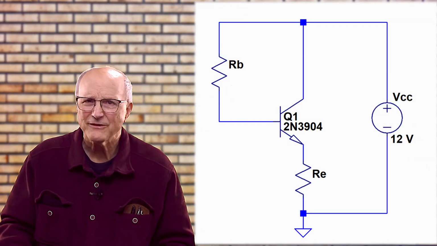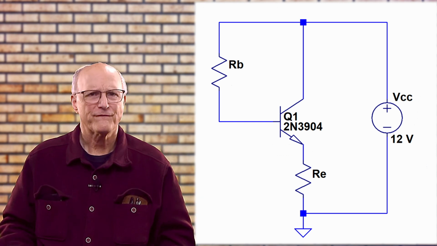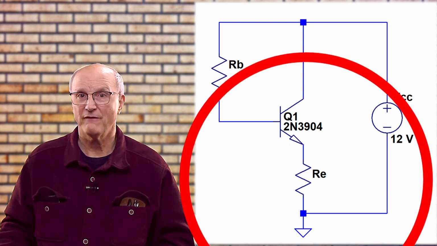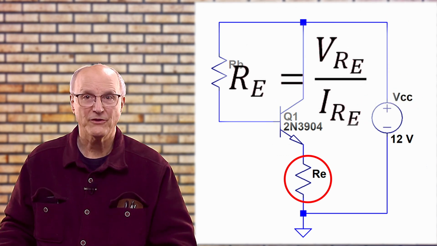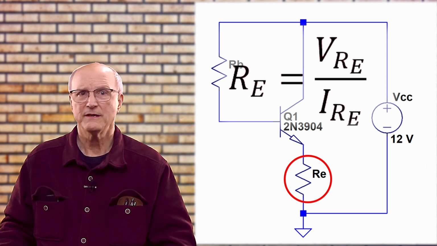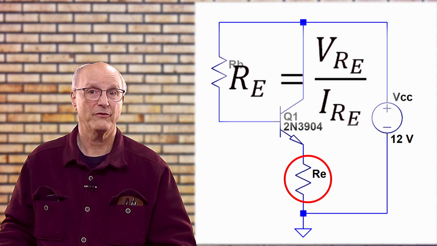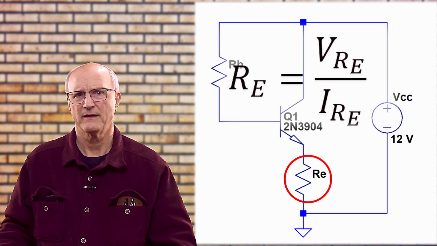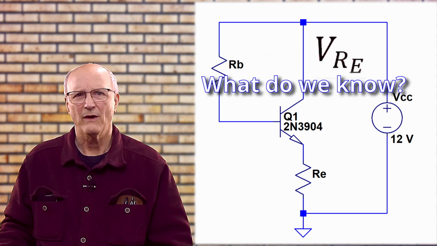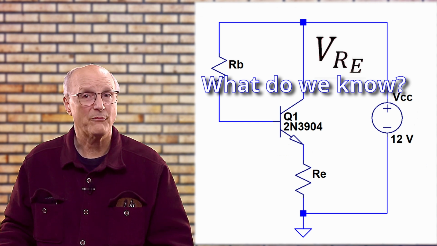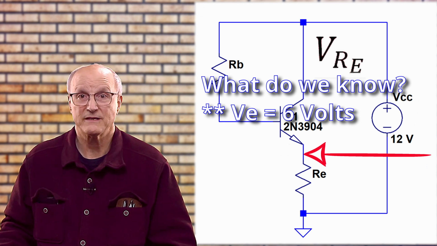Now, on to the analysis. So let's start our analysis at the emitter because this is what we know the most about. Our first goal is to calculate the value of the emitter resistor. So we'll start with Ohm's law, which tells us that the value of the emitter resistor, RE, is equal to the voltage across it, V sub RE, divided by the current through it, I sub RE. So let's consider the voltage across the emitter resistor. What do we know? Well, we know the desired quiescent operating point for the voltage between the emitter and ground is 6 volts from our design goals.